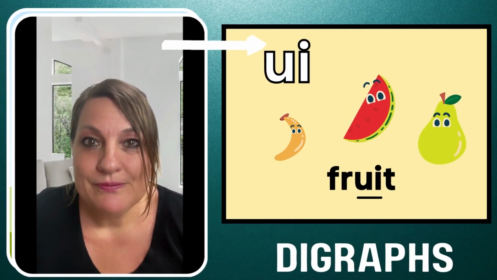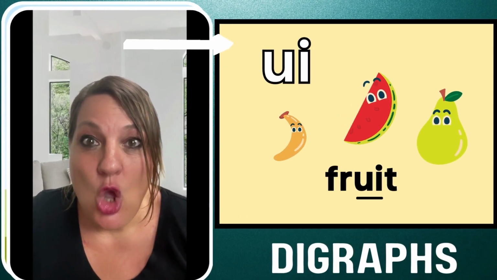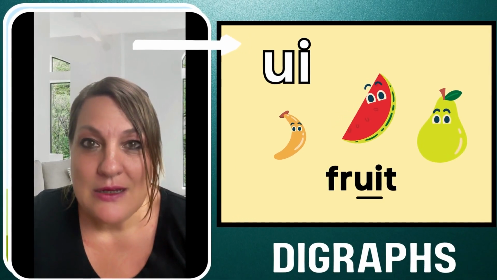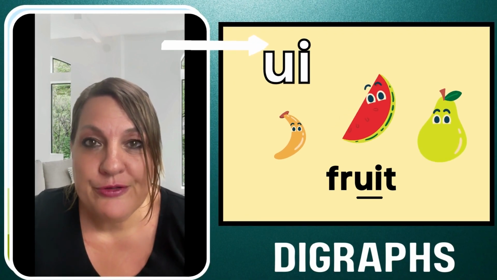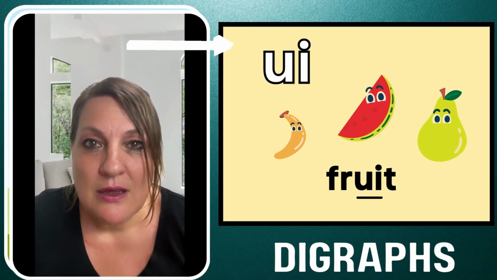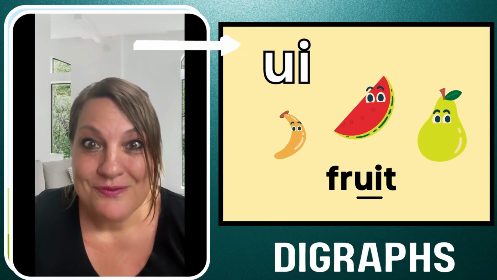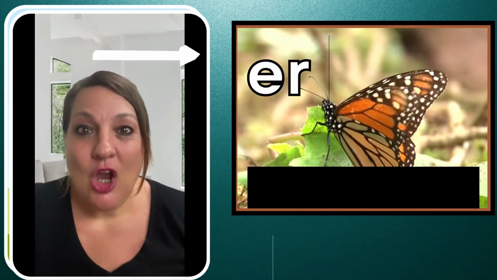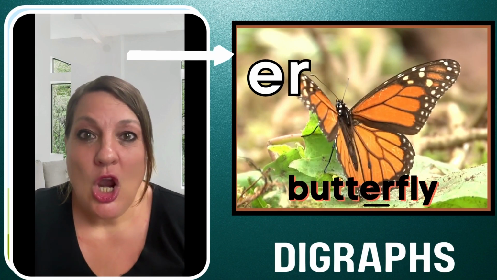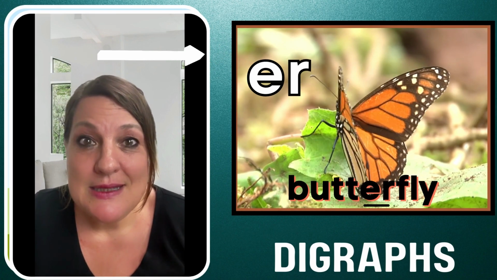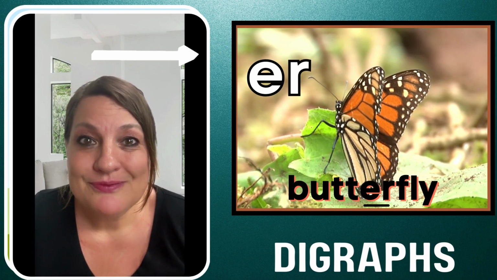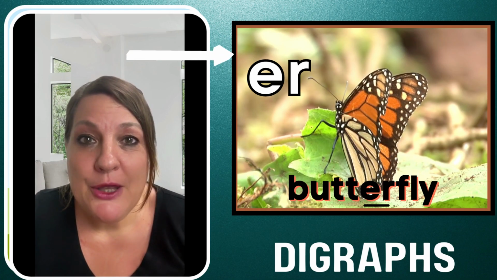UI makes the sound ooh, as in fruit. Ooh, fruit. ER makes the sound er, as in butterfly.